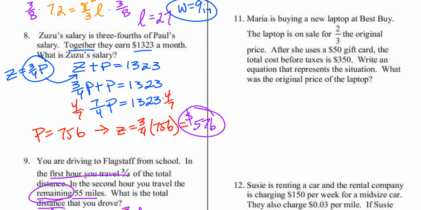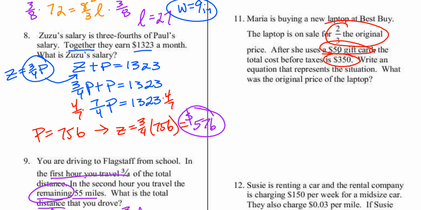Number 11. Maria is buying a new laptop at Best Buy. And we're told some things about Maria. It's on sale for 2/3 of the original price. Then she uses a $50 gift card, and then her final cost is $350.